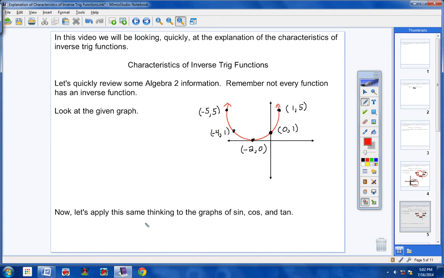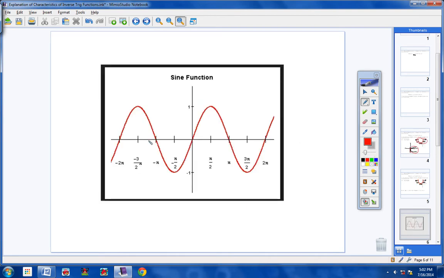Now let's apply this same thinking to the graphs of sine, cosine, and tangent, okay? And you don't need to take notes on this, just watch, okay? I will tell you when you need to take notes. Okay, we learned this in the past. Here is a graph of the equation y equals sine x. Okay, so there's the graph.